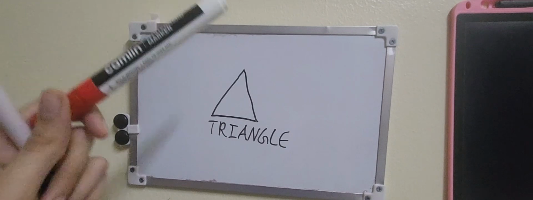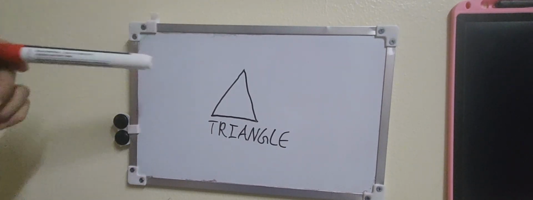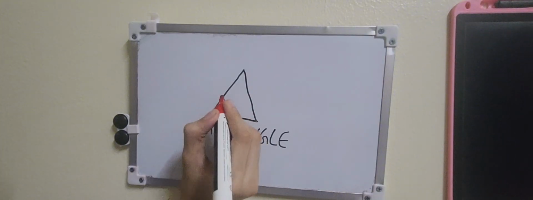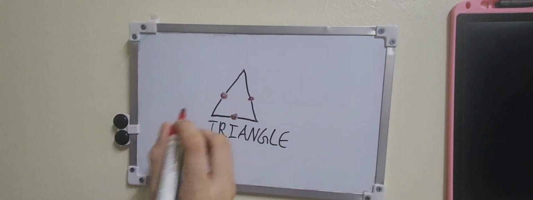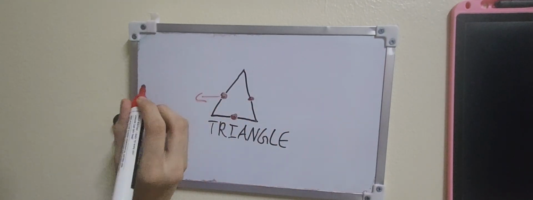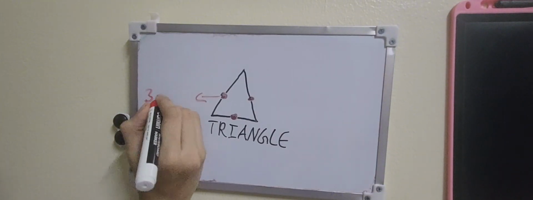So now we're going to be checking the vertexes and the sides of a triangle. So over here, we can see that this and this and this is a side, obviously, because the rest of them are vertexes. So over here, we could say a triangle has 3 sides.